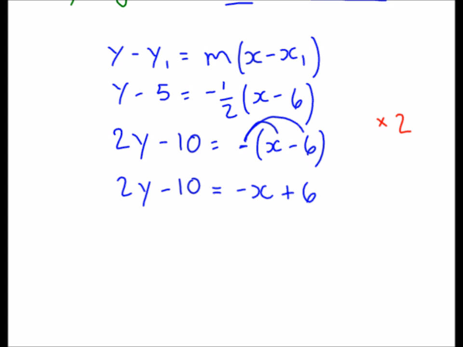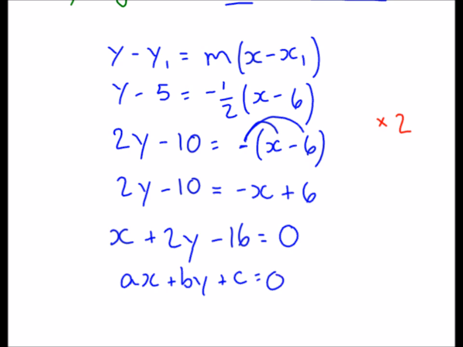And now I just need to rearrange it into the form it wanted. It wanted everything on one side and just 0 on the other side. So I'm going to take my -x and my +6 over to the other side, which will give me +x plus 2y minus 10 minus 6 becomes -16. And all that's left on the right-hand side is 0. So you can see we were asked for it in the form ax plus by plus c is equal to 0. And I've done that. Here a is equal to 1, b is equal to 2, and c is equal to -16.